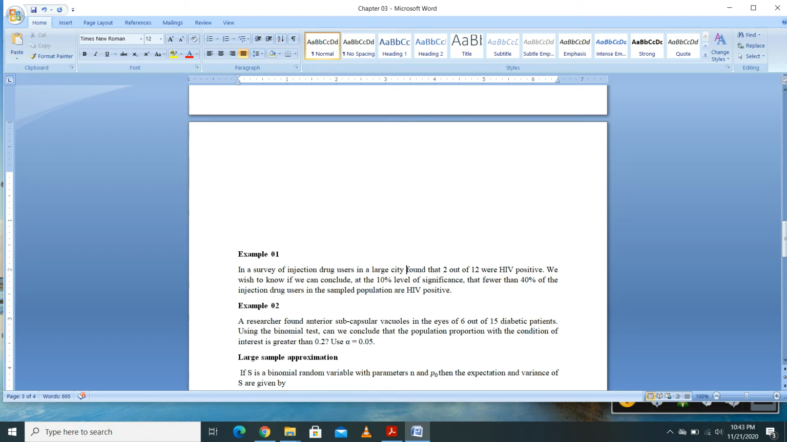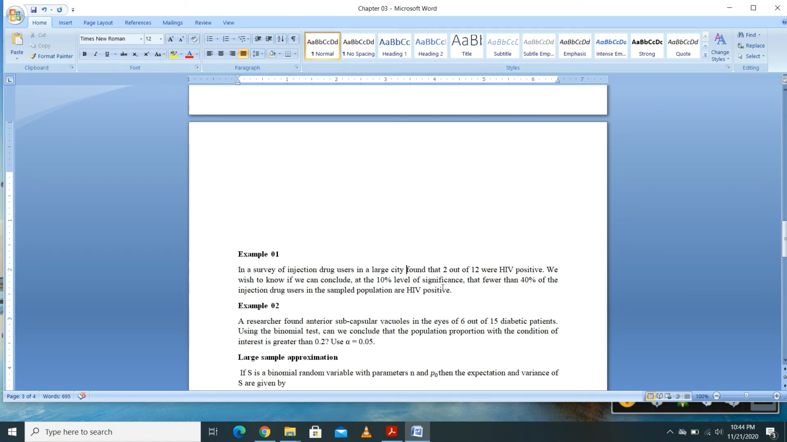So there are drug users, the injection drug users. Using a survey, they have collected information from 12 injection drug users. Out of those 12, 2 were HIV positive. So what we want to do is test whether less than 40% of these injection drug users are HIV positive. That is what we have to test here.